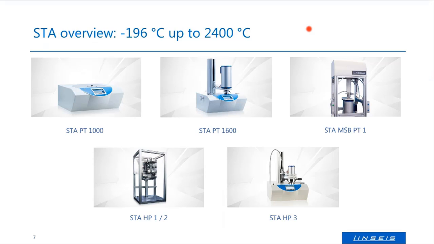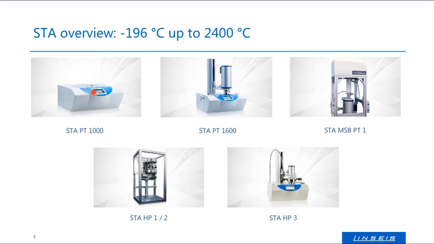The STA product range that we offer covers a complete temperature range from -196 centigrade up to 2400 centigrade. That means most common thermal analysis applications can be performed with our instruments. Of course, we cannot do everything within one instrument, so we have different types for different fields and different ranges. First of all, there's the STA-PT1000, and as the name indicates, it goes up to 1000 centigrade.